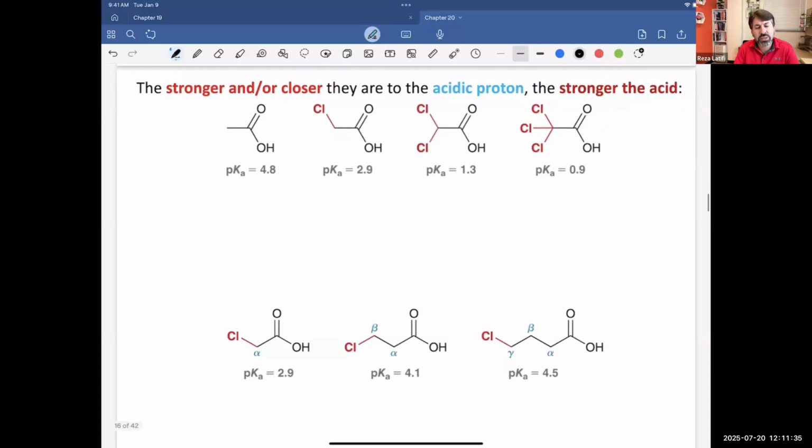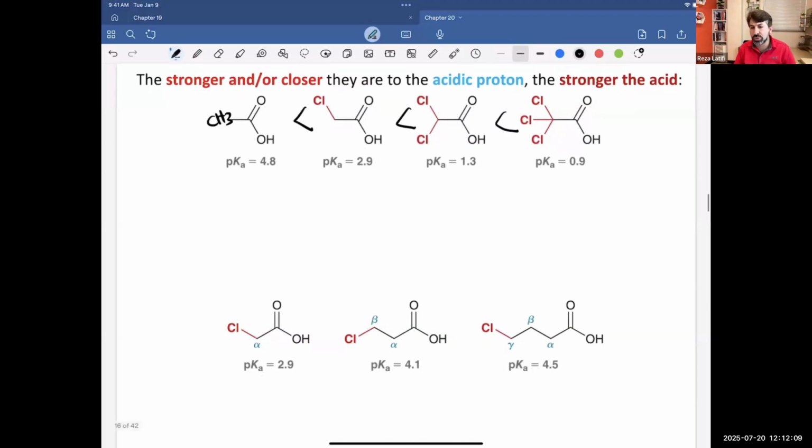Okay, next thing is, I said it depends what you have attached to the carboxylic group. If you have some electron withdrawing group, the acidity is going to go up. And as you see here, we have CH3, and we replaced one of the hydrogens by chlorine, and we saw the pKa went down. That means it got stronger and stronger. And as you add more chlorine, because chlorine is electron withdrawing, the pKa keeps going down and down. That means the last one will be the strongest acid.